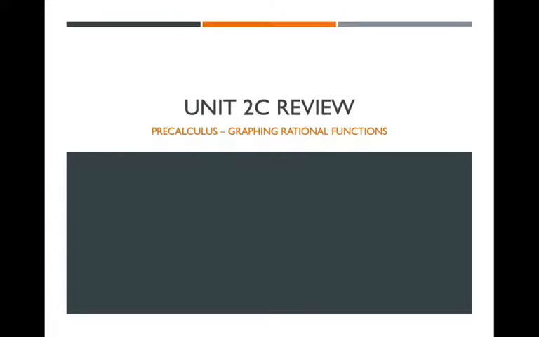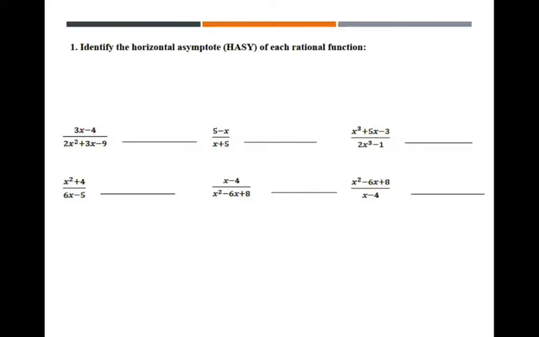Hello. Here is the video going over the Unit 2C review, graphing rational functions. So the first question asks us to identify the horizontal asymptote of each rational function. First and foremost, I want to go over the different scenarios that we have with horizontal asymptotes. And they all come from comparing the degrees of your numerator versus the denominator.